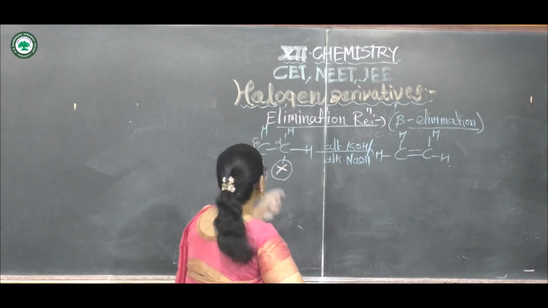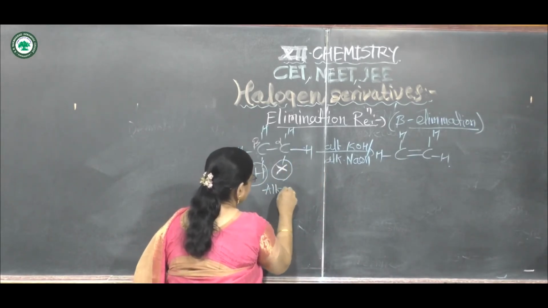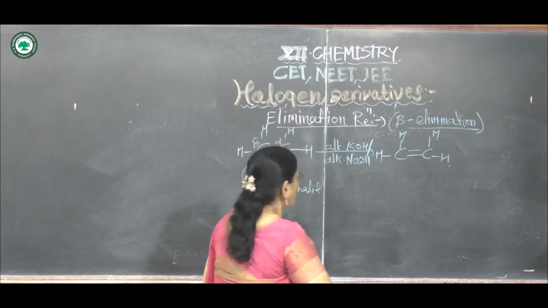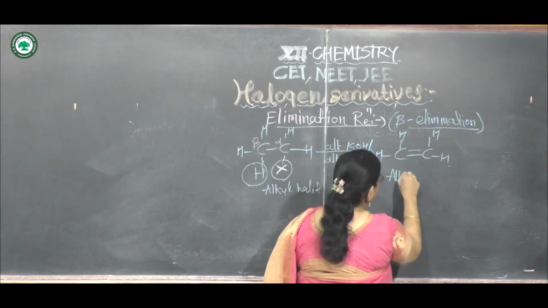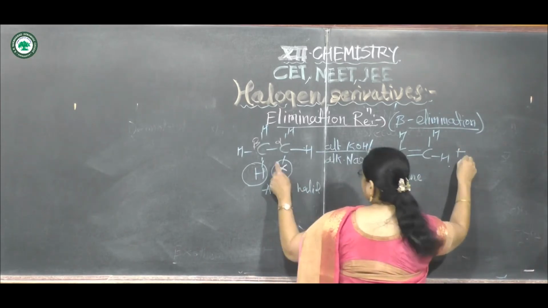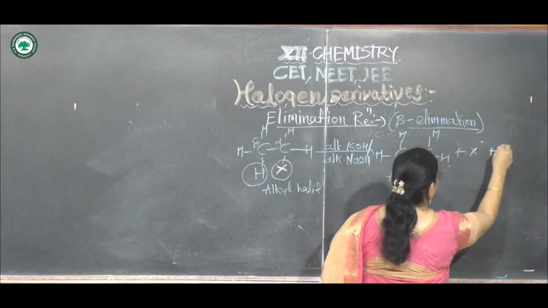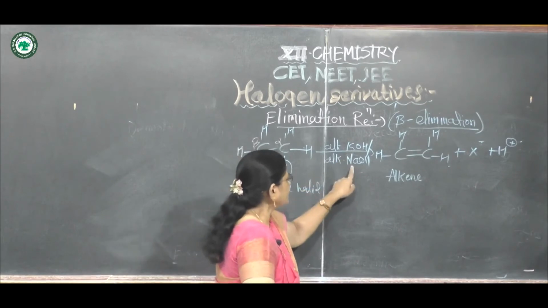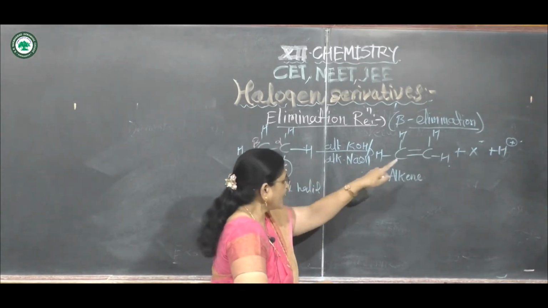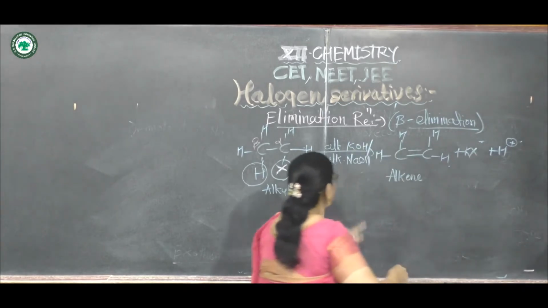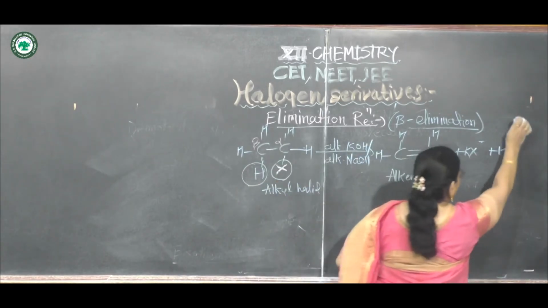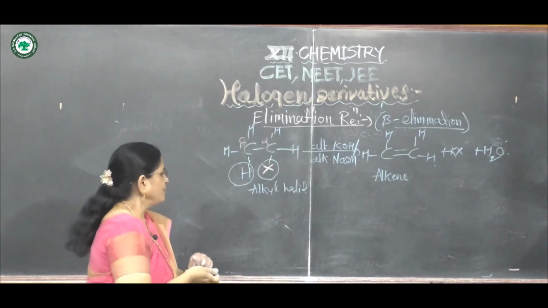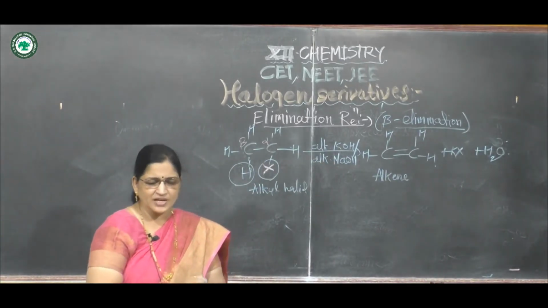This compound is an alkyl halide. Alkyl halide with alcoholic KOH or NaOH gives alkenes, plus X minus and H plus. That means this X minus reacts with potassium or sodium and forms KX, and this OH reacts with H plus and forms H2O. There are two byproducts, KX and H2O. This is called an elimination reaction.